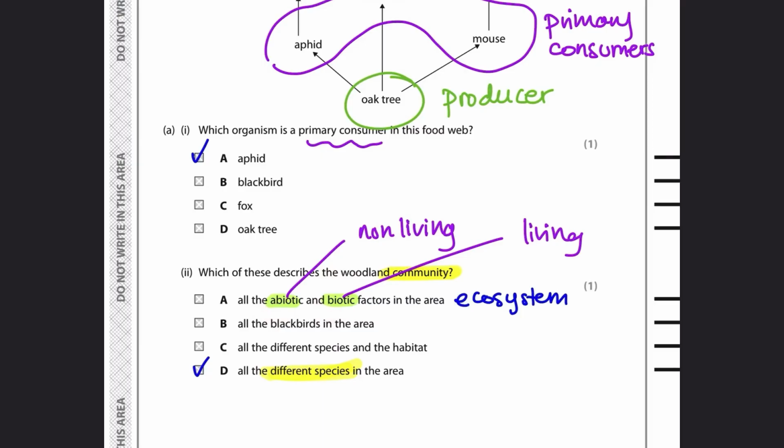Another thing to draw attention to is here, all the blackbirds. This is the definition of a population. A population is basically the same species. So I'm talking about all of the blackbirds. That would be a population. Again, that could be asked as a 2-mark definition question.